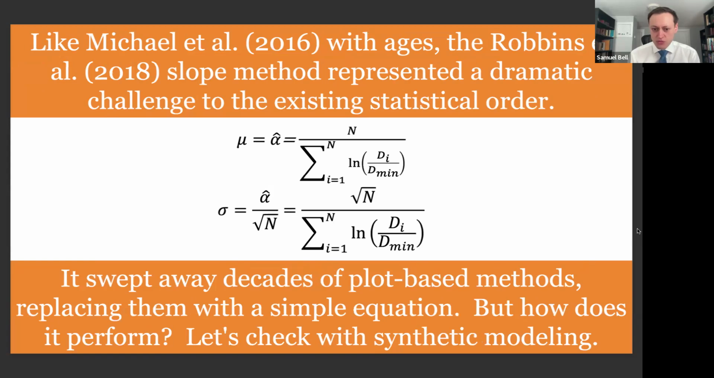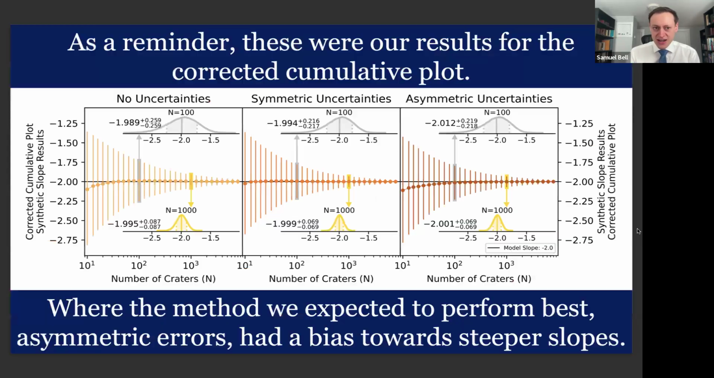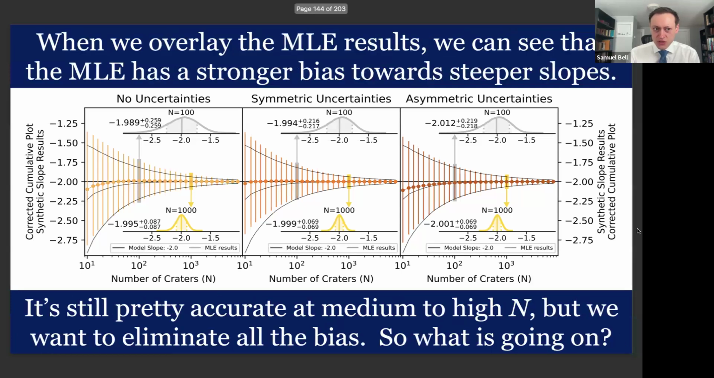But how does it perform? Let's check with synthetic modeling. Now, as a reminder, these were our results for the corrected cumulative plot, where the method we expected to perform best, asymmetric errors, actually had a bias towards steeper slopes. And when we overlay the MLE results, we can see that the MLE has a stronger bias towards steeper slopes. Still pretty accurate at medium to high n, but we want to eliminate all the bias.